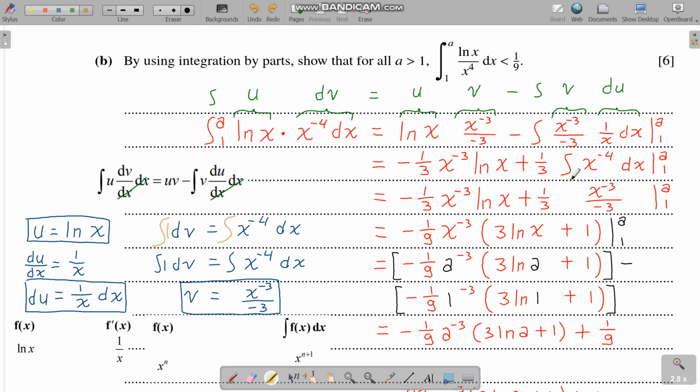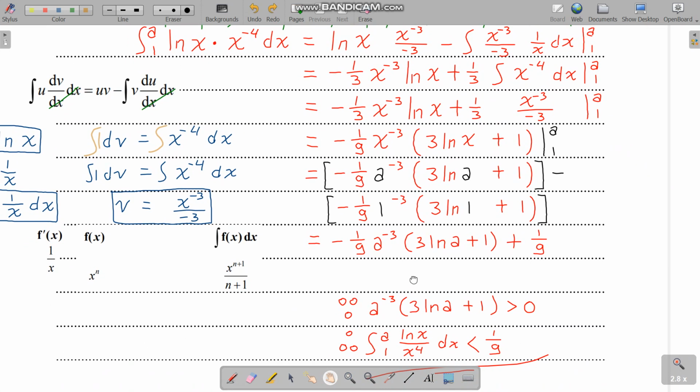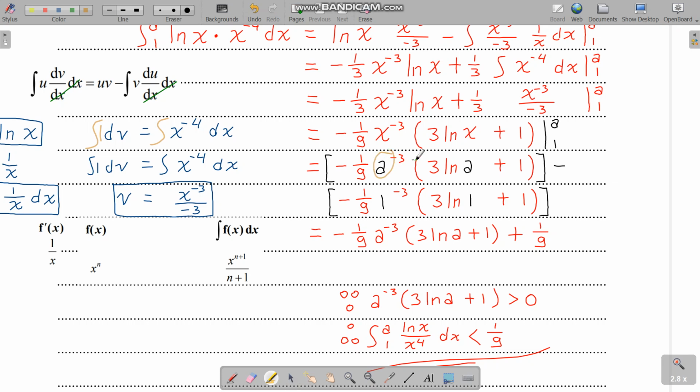If you want to factor out minus 1 over 9 x to the power of minus 3, this is what you get. Notice that if you multiply, you go back to the original. So we're not changing anything, we're just factoring out minus 1 over 9 x to the power of minus 3. Now we plug in a and 1 and subtract. You replace the x with a, and then with 1, and then subtract. Using a calculator, ln 1 is 0, so this is just 1, so we have minus 1 over 9, which is plus 1 over 9.